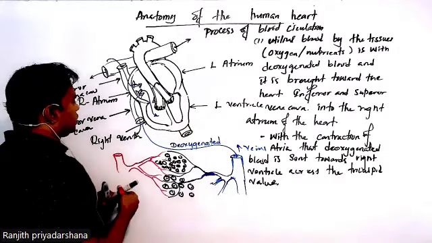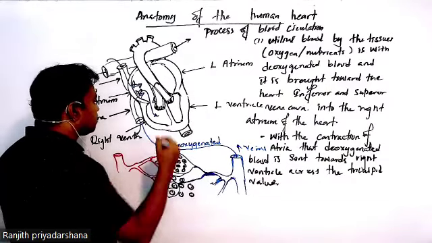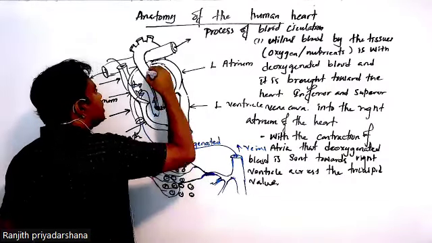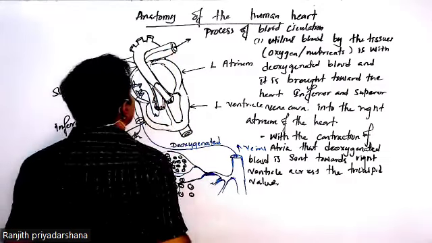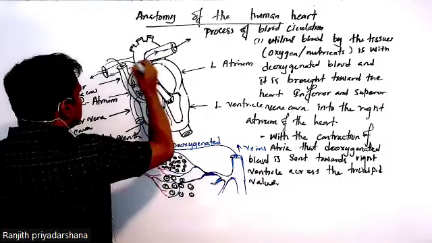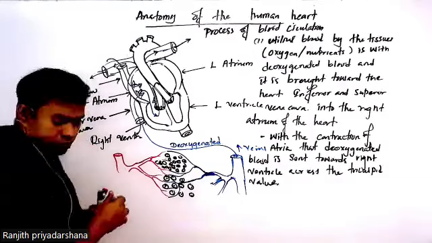Then for the oxygenation, this deoxygenated blood is sent towards the lungs through this artery. What's that artery? That artery is called the pulmonary artery because it brings blood towards the lung.